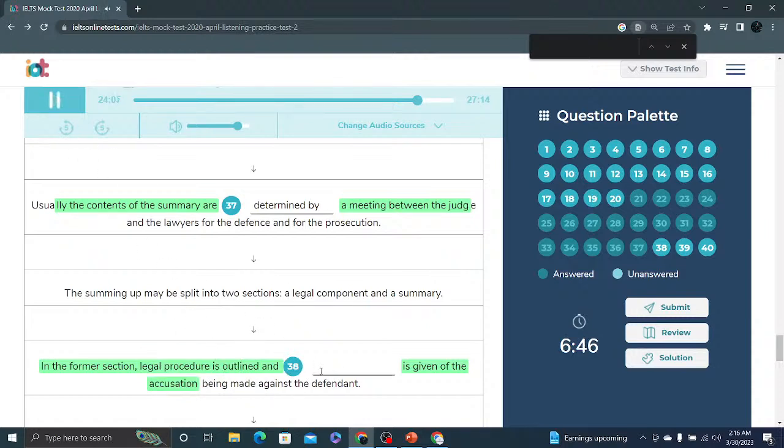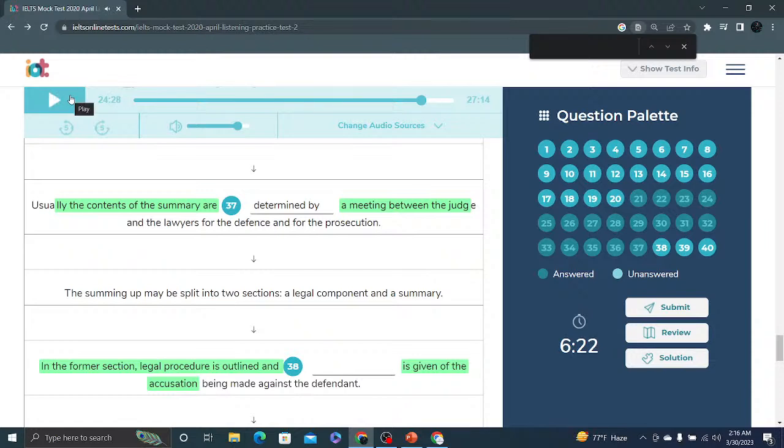It is then up to the judge to decide if the summing up will be split into two parts. If this course of action is taken, the summing up will be divided into a legal part and a summary of the facts of the case. The legal part is basically a clarification of what the charge is and what has to be proven.